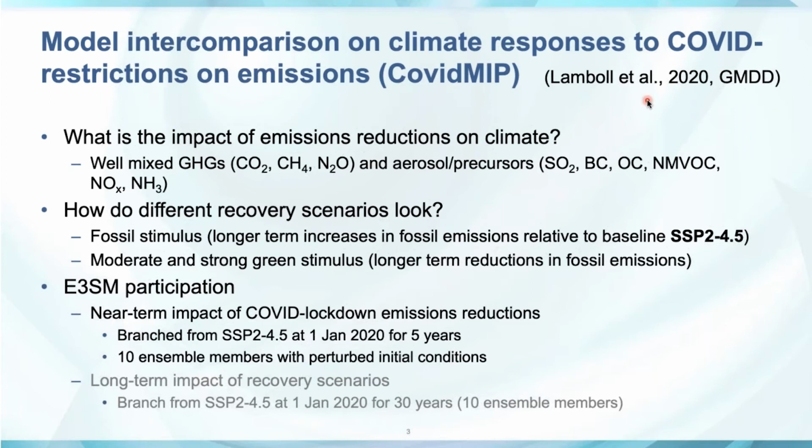The key goal of this model intercomparison is to answer what is the impact of emission reductions on climate, including the greenhouse gases and aerosols and precursors, and how do the different recovery scenarios they designed affect the climate response. One of the scenarios is the fossil stimulus with longer term increase in the fossil emissions. Another is a very fast recovery back to normal fossil emission. And there are also moderate and strong green stimulus with a goal of longer term reduction in fossil emissions.